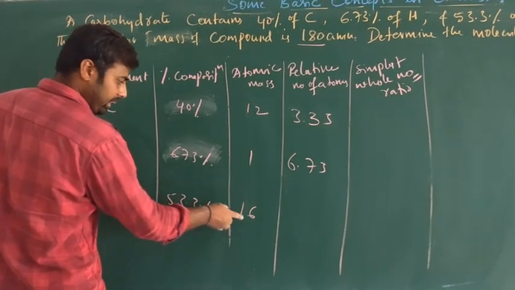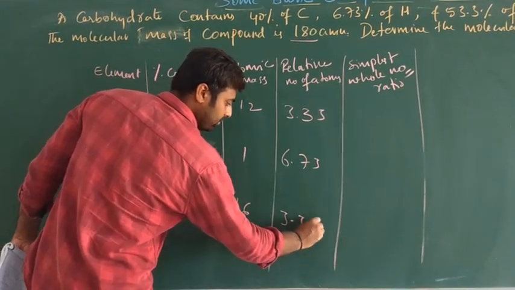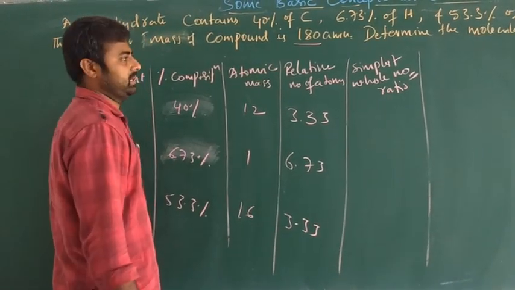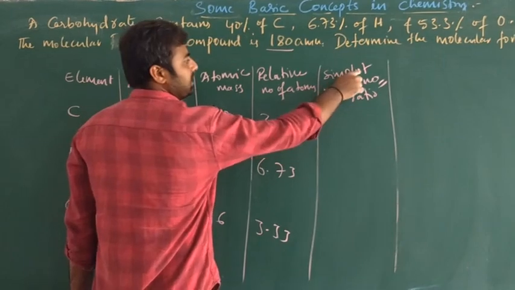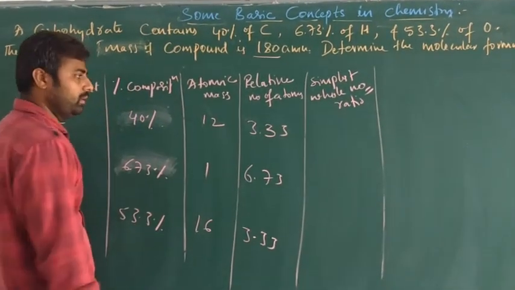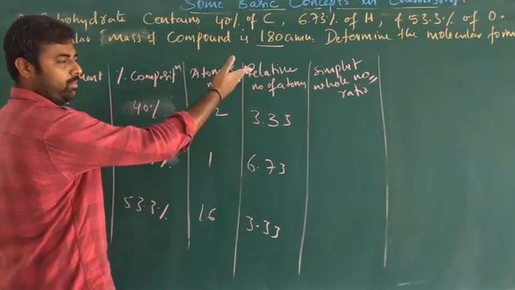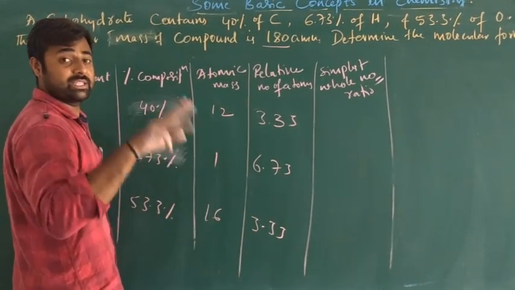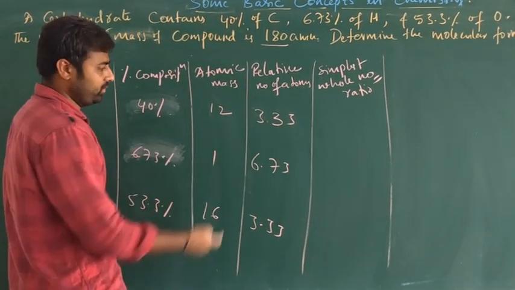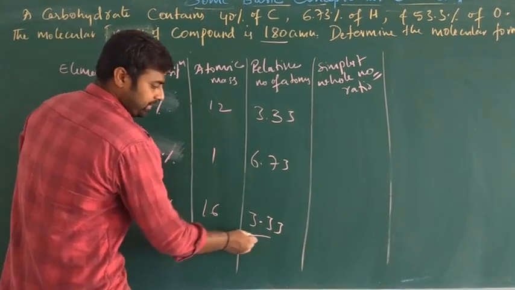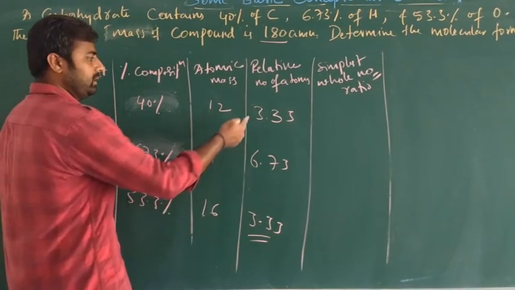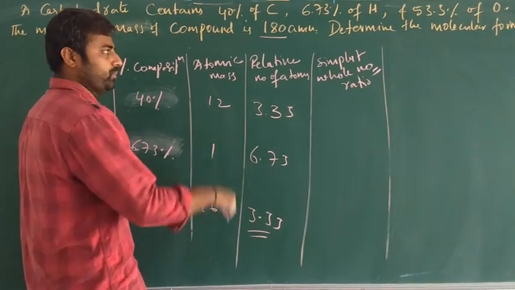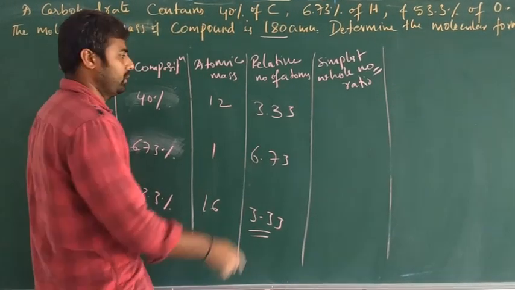53.3 divided by 16 will give 3.33. This is the relative number of atoms. Then you have to calculate the simplest whole number ratio. How? The numbers obtained in the column of relative number of atoms are divided by the smallest number of the same column. So which one is here the smallest number? Of course, 3.33. Divide all the numbers by 3.33, which gives the simplest whole number ratio.